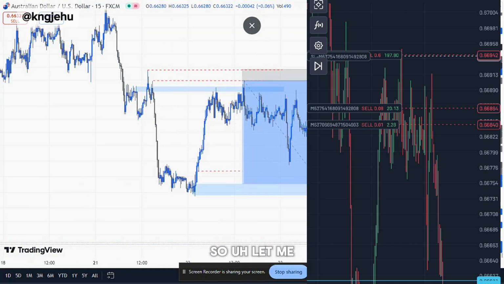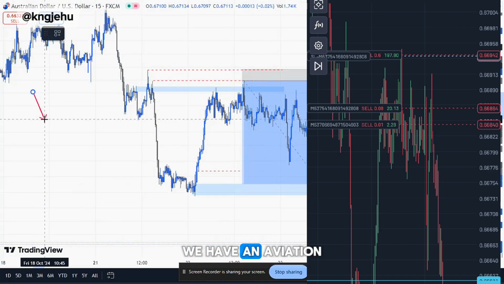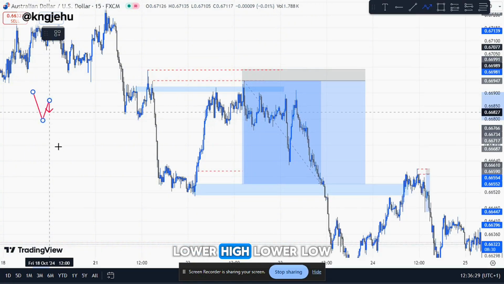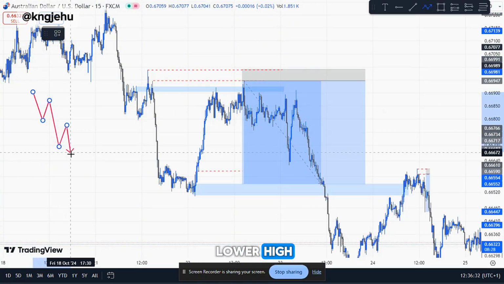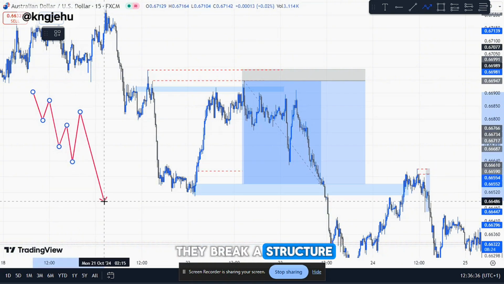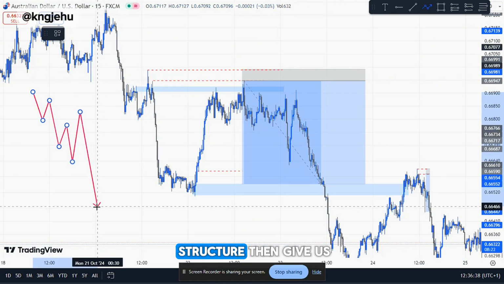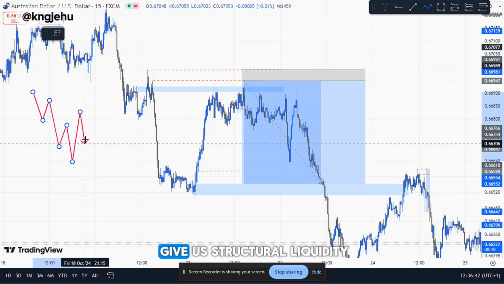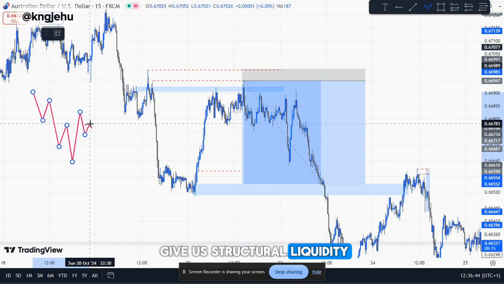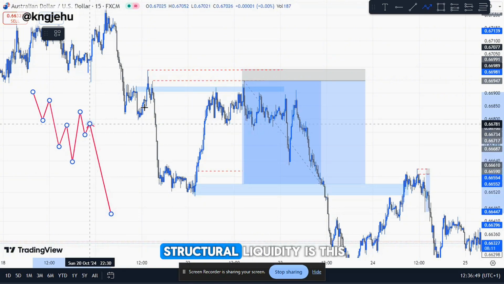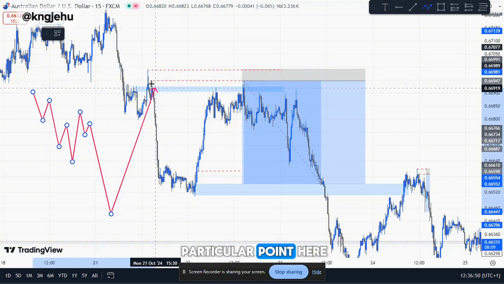So let me draw my concept simple. We have in a bearish environment, a lower low, a lower high, a lower low, a lower high, a lower low, then a sweep of this high, and then a break of structure. Normally price might break structure, then give us structural liquidity, but sometimes price will give us structural liquidity before it breaks. And from here you can see our structural liquidity is this particular point here that I took my entry from.